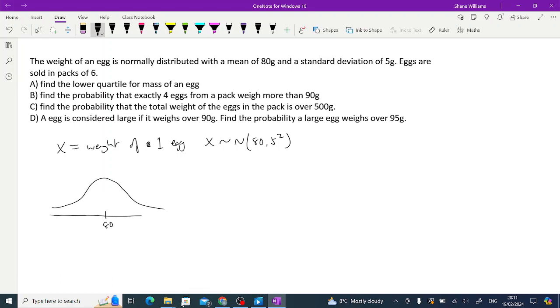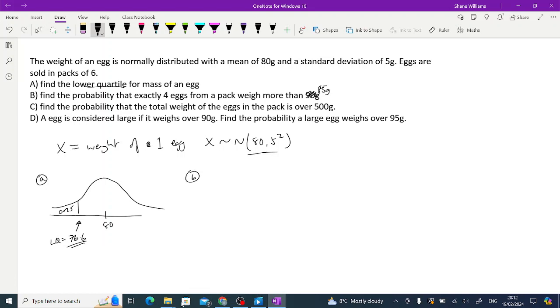I want to find the lower quartile. So that's the one where there's 25% proportion below. So I'm doing the inverse normal of area of 0.25 using the parameters given here. And I find that the lower quartile is 76.6. Part B, I'm going to change this to 85 grams because otherwise it was a bit too small, the probability.